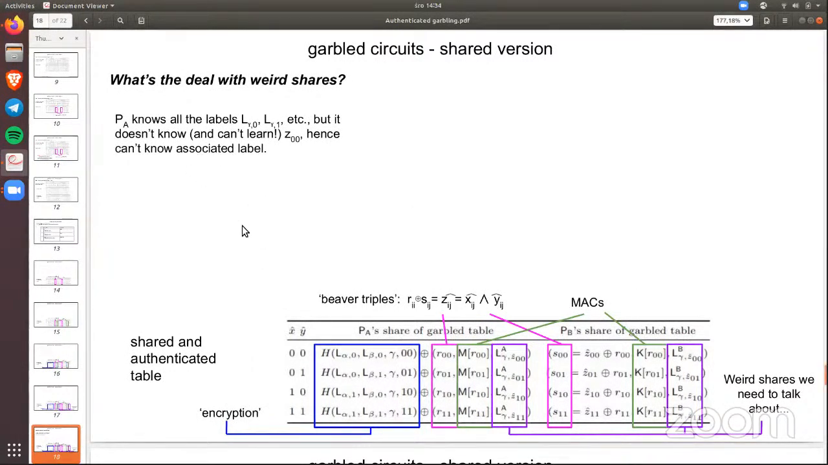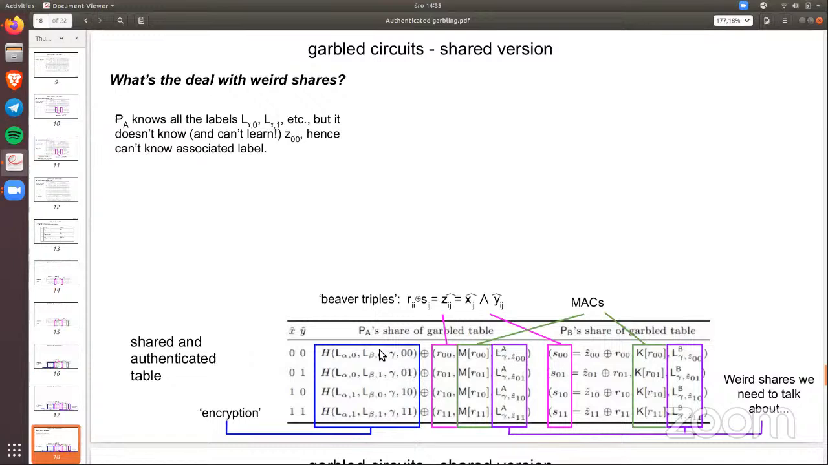PA, meaning the garbler, knows all the labels because he still creates the circuit, and he still creates the label for each potential output of each given gate. But what he doesn't know, and he cannot learn during the protocol, is Z00, which is the output of a gate. So he cannot know the L with 0, 0, Z00 in the lower index.